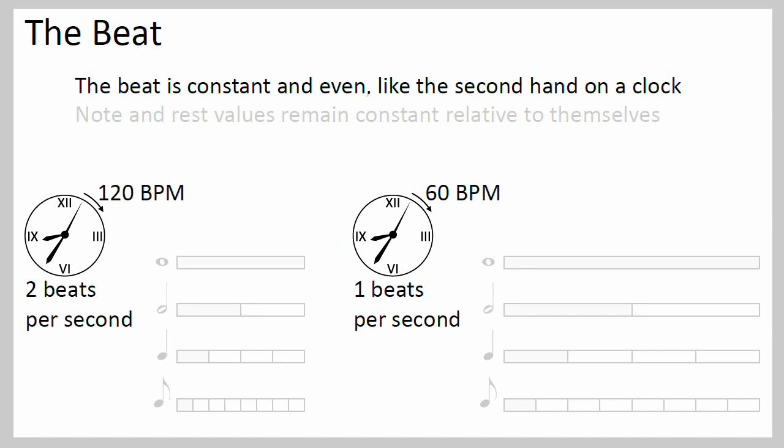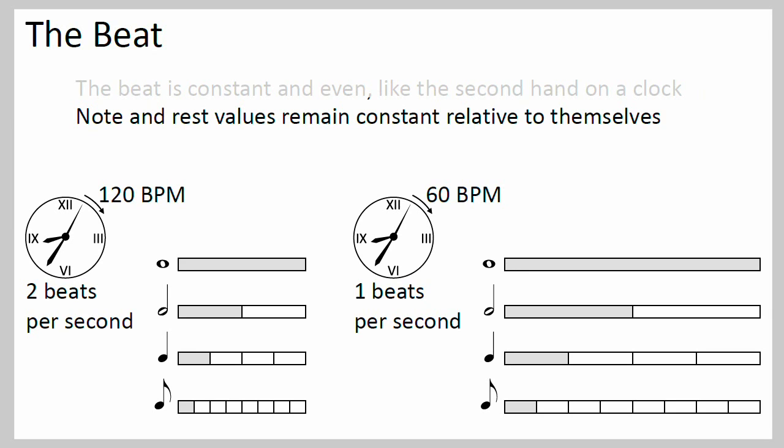The beat marks the passage of time. The beat can be fast or slow, but it is constant and even so that it does not mess up the rhythm patterns of notes and rests. The beat is measured in beats per minute. 120 is equal to 2 beats per second. 60 is equal to 1 beat per second, and is the same speed as the second hand on a clock.